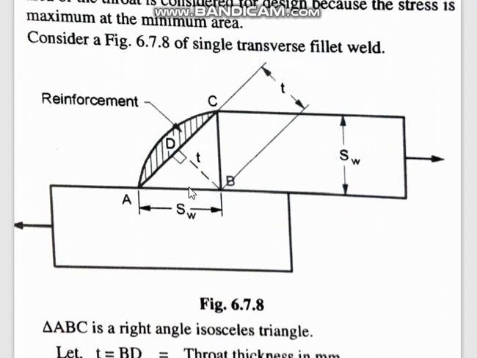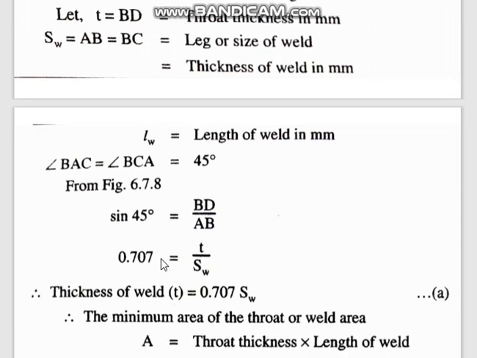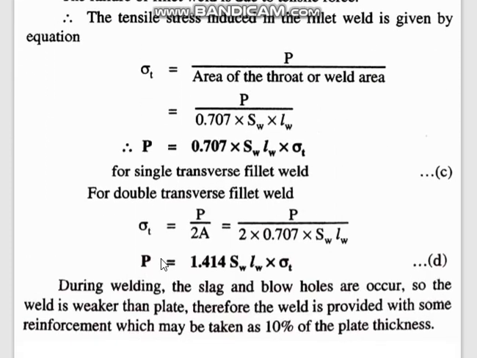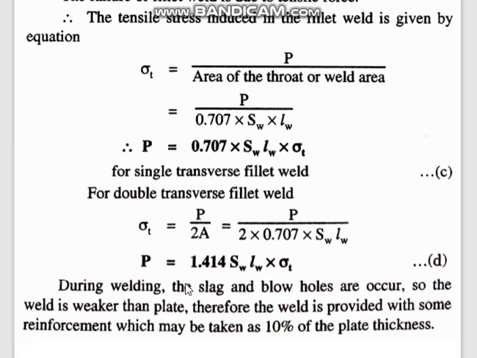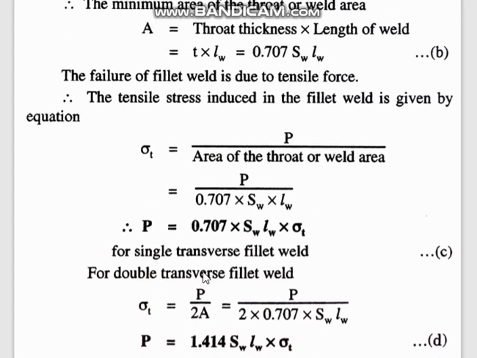this triangle ABC, we have derived a formula for the strength. Okay, and we have come to two equations. One is this equation that you have got for the single transverse fillet weld, and this is the equation for the double transverse fillet weld.